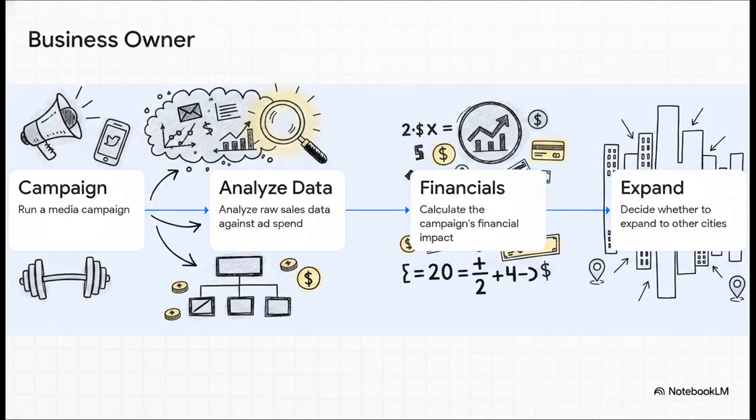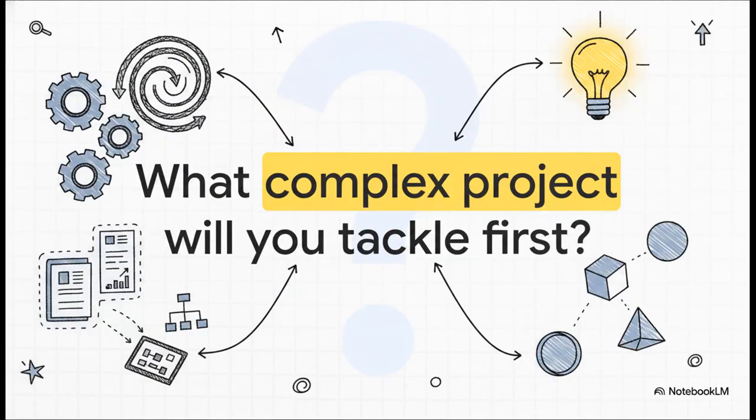And for small business owners, say a local gym owner, the capabilities are just as transformative. You can take raw, messy sales data and compare it right against your latest ad spend. The system will calculate the true financial impact of your media campaign, helping you confidently decide if it's time to expand to new cities. It entirely shifts how we approach information.